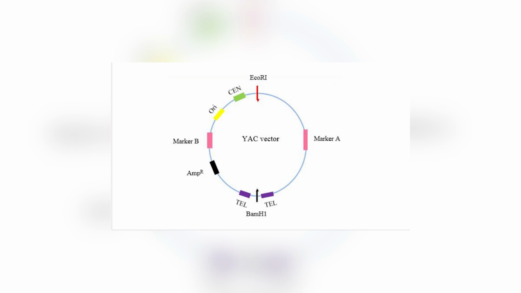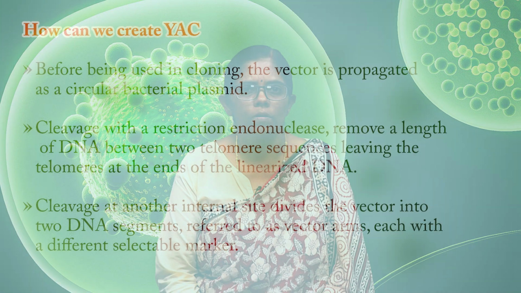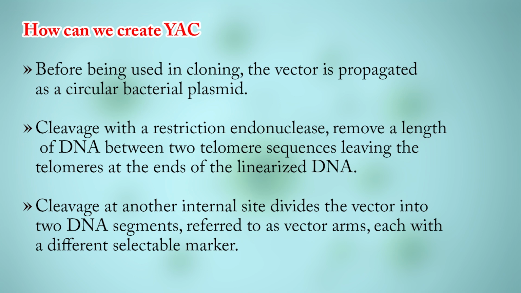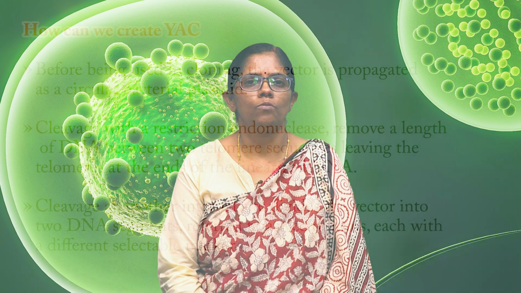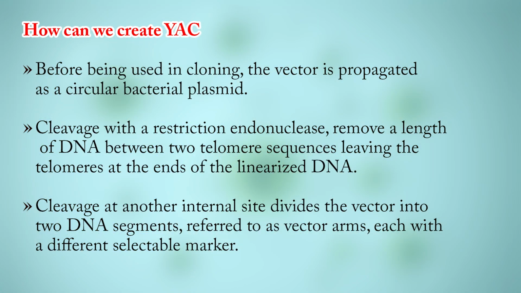So, all the units or segments are present in this vector, which makes it just like a natural chromosome, and that is why it is called an artificial chromosome. Before being used in cloning, the vector is propagated as a simple bacterial plasmid, and it has all the important cleavage sites and the telomeric sequences. It also has other important sites, like selectable marker sites, and polylinker sites or multiple cloning sites. So, these are the important features of the yeast artificial chromosome.